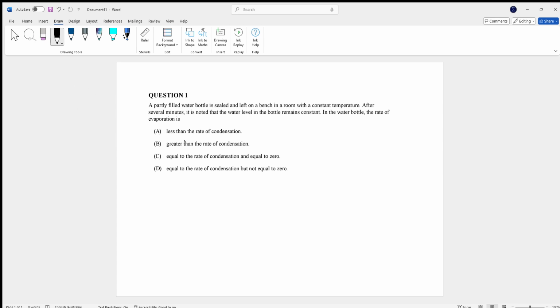So question 1. A partially filled water bottle is sealed and left on a bench in a room with a constant temperature. After several minutes, it is noted that the water level in the bottle remains constant. In the water bottle, the rate of evaporation is. So here, I'll just draw something like this, a pretty bad water bottle.